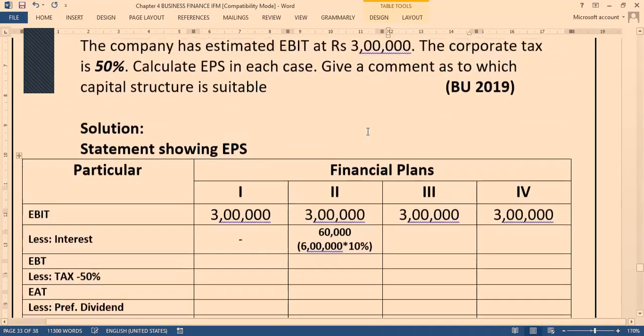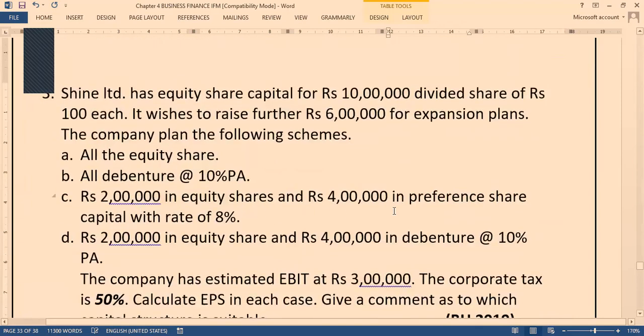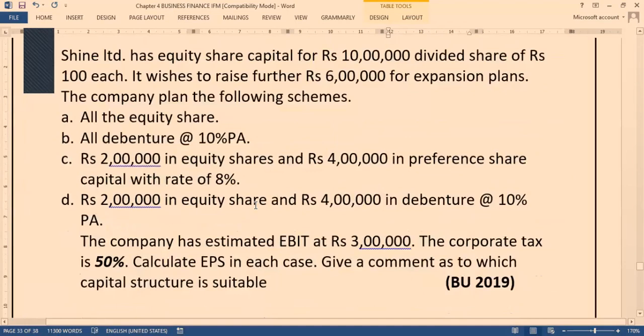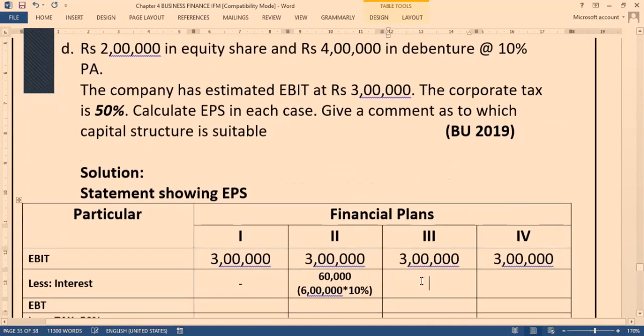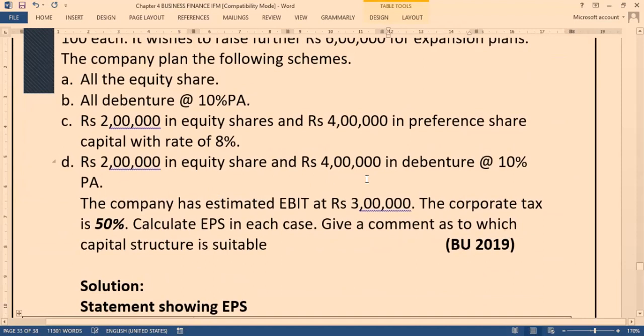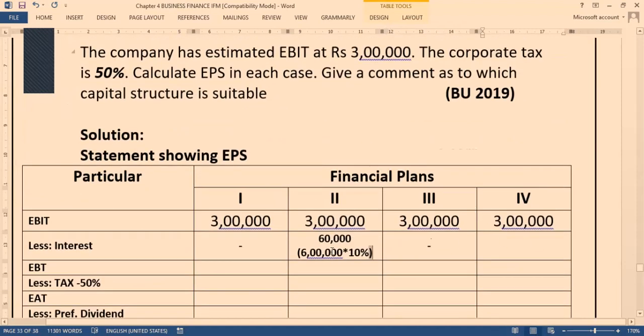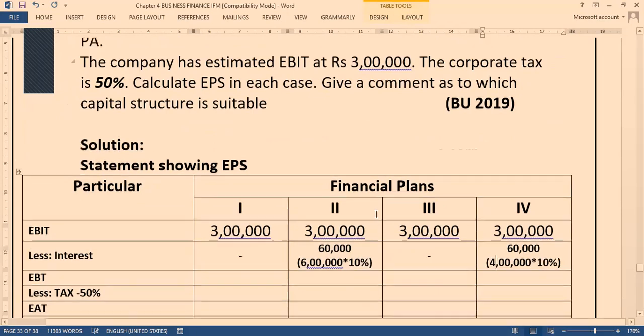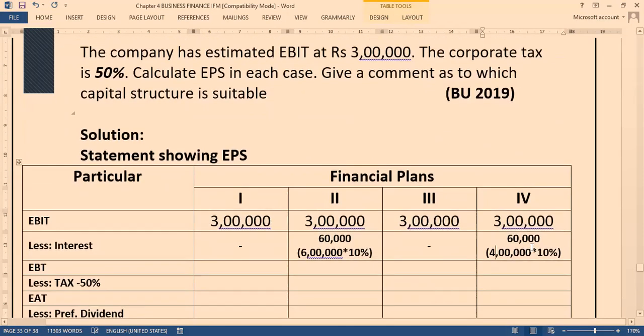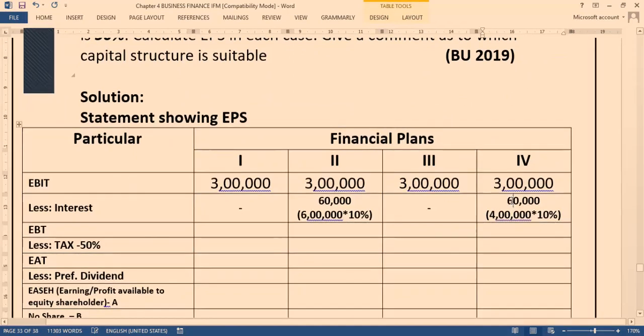In financial plan 3, the information is not given. That means we are not focusing on a debenture, so there is no interest, and we put nil. In financial plan 4, again we have a debenture. The question clearly mentions that we are taking only a 4 lakh debenture at the rate of again 10%. 4 lakh into 10% will give around 40,000.